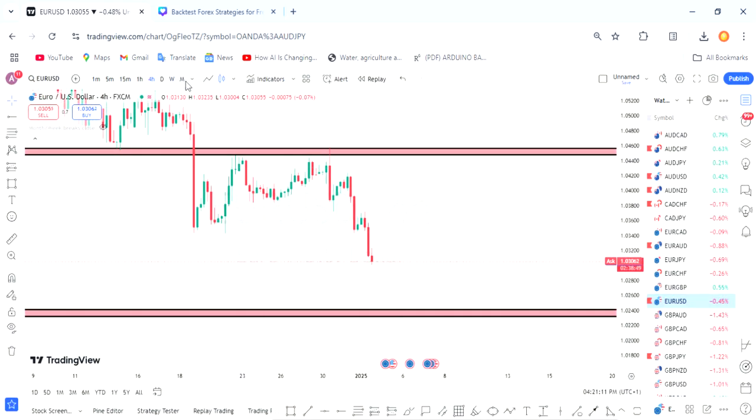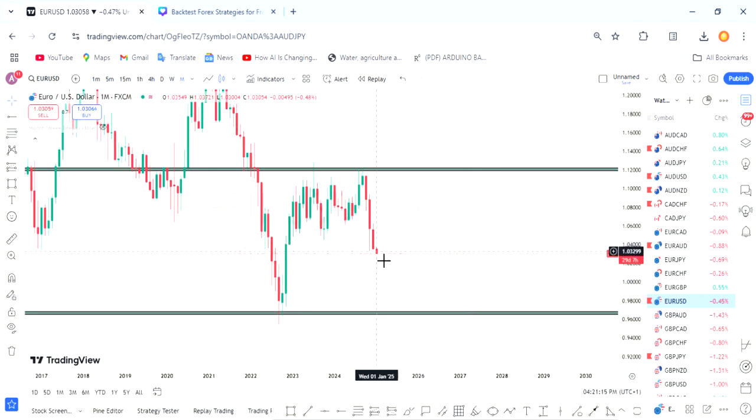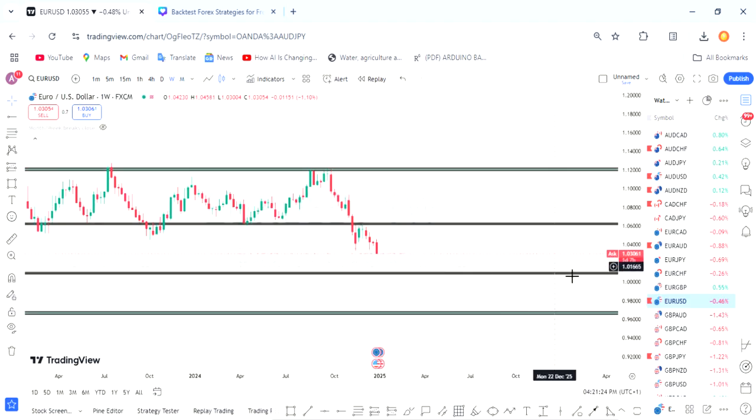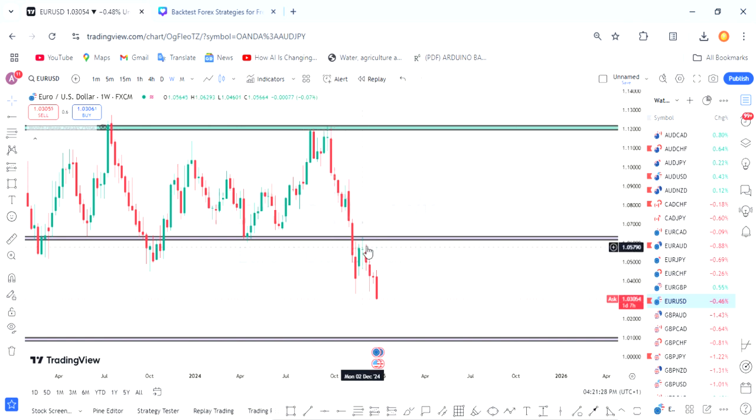So yeah, on the monthly, the same thing. Where is the market? The market is here. Where is it coming from? It's coming from here. Where is it going to? You have a level here that the market can come to. So we go to your weekly time frame. Okay, the weekly time frame, where are we? We have a level here that the market is coming to.